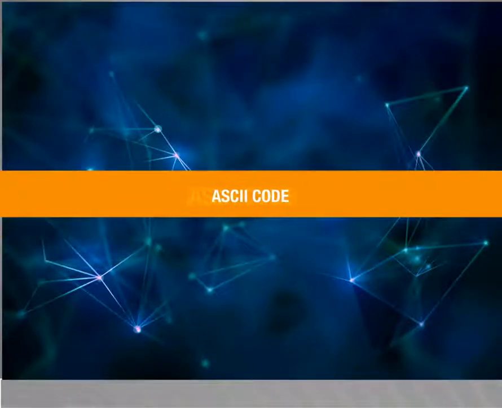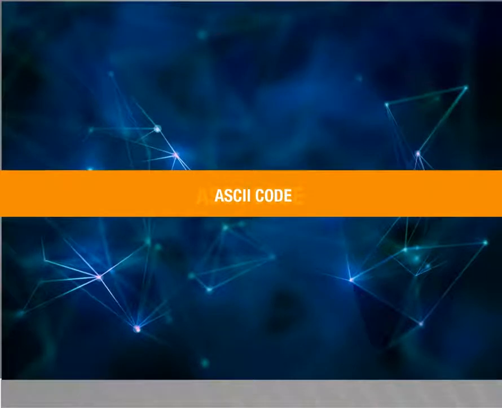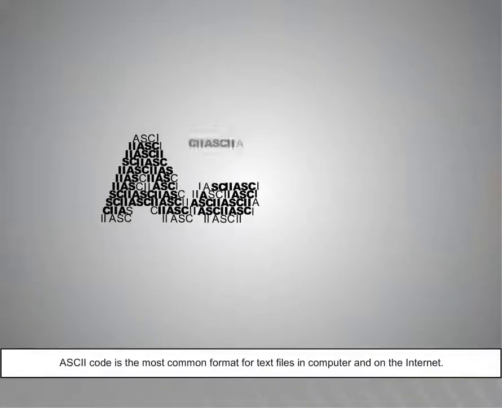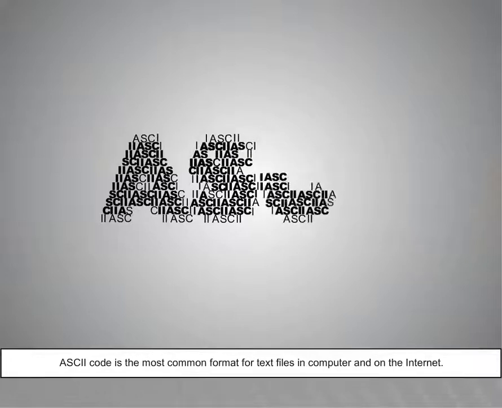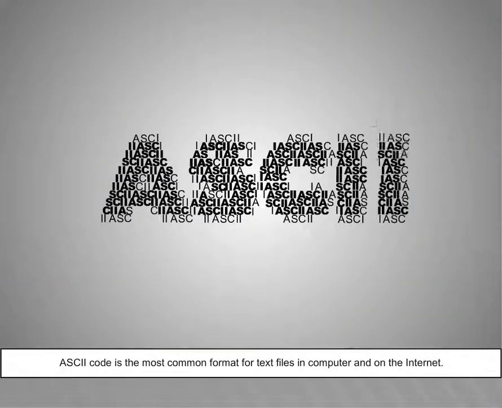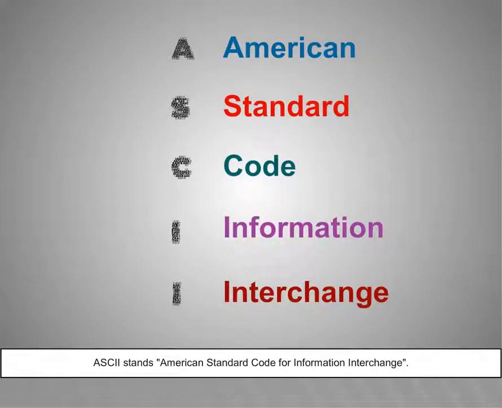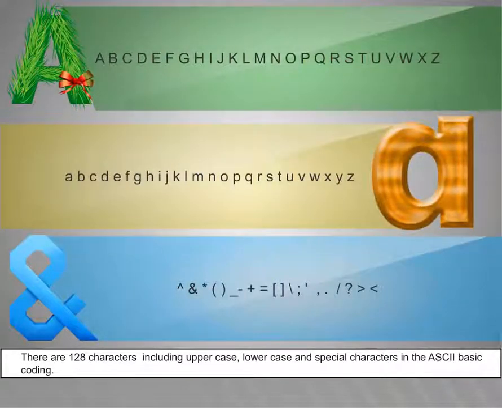ASCII code. In this video, we are going to see about what is ASCII code and its types. ASCII code is the most common format for text files on computers and on the internet. ASCII stands for American Standard Code for Information Interchange. There are 128 characters including uppercase, lowercase and special characters in the basic ASCII coding.